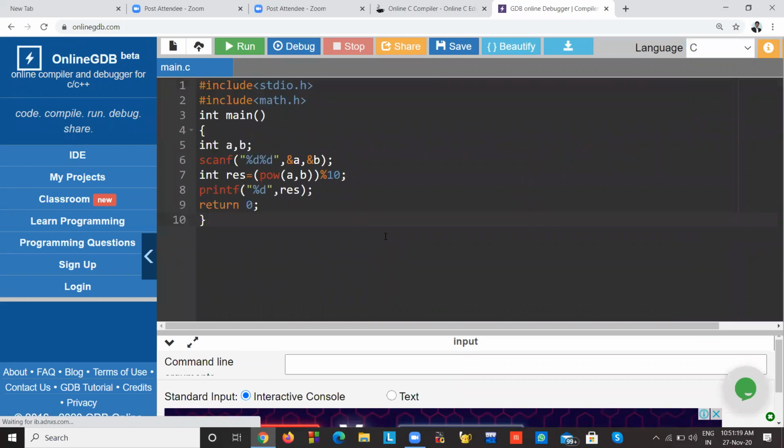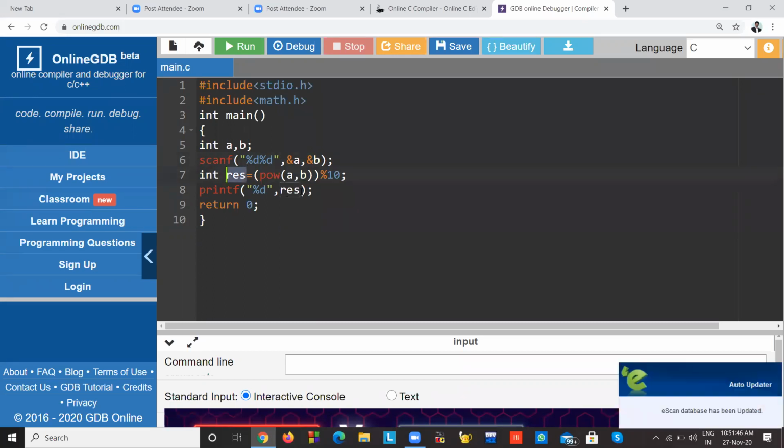So check everything. Declare two variables and read two variables A and B. Now we need to calculate A power B. For this I'm using the power function pow of A comma B. Suppose it is 3 comma 2, then 3 square will be calculated. It is 9. 9 modulo 10 gives 9. 9 is stored in RES. Now I'm going to print RES. RES is also an integer.